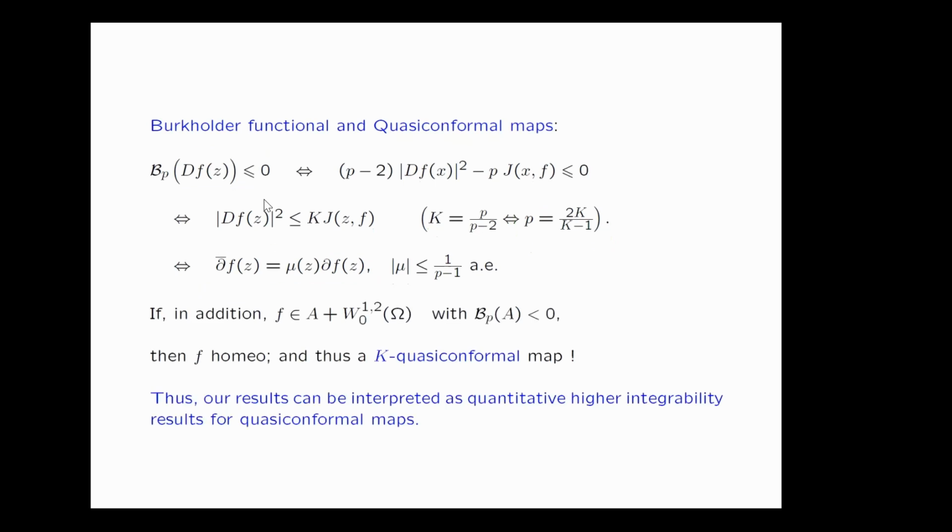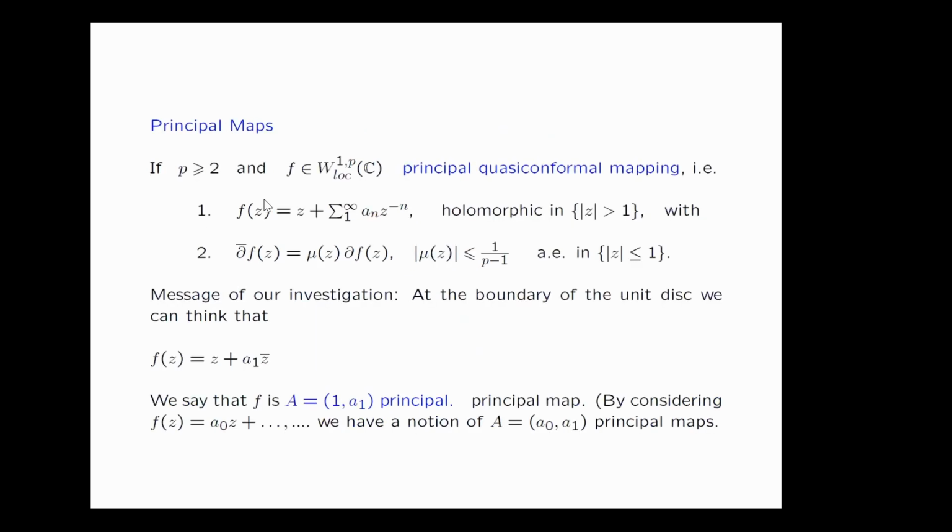Since I am typically considering affine boundary values, that's enough to impose that, with this, and the determinant is positive, that these maps satisfying this pointwise inequality, with these affine boundary values, are homeomorphisms. So therefore, my test functions are going to be K quasi-conformal maps. So another way to interpret our results is to have sharp quantitative higher integrability theorems for K quasi-conformal maps.